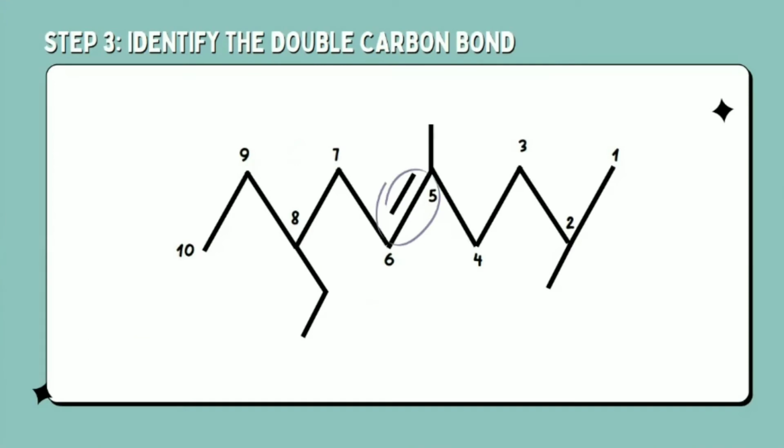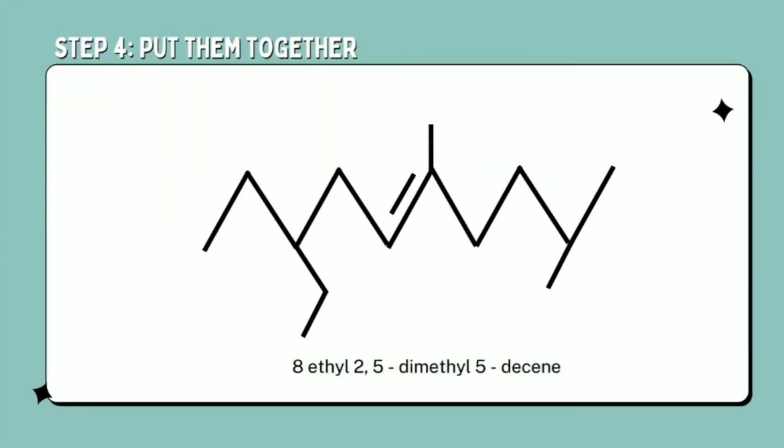Step number 3. We have to identify the double carbon bond. In this example, the double carbon bond is located also in carbon 5. And for the last step, we just have to put it together. When naming this, they have to be in alphabetical order. Take note. The name for this alkene example will now be 8-ethyl-2,5-dimethyl-5-decene.